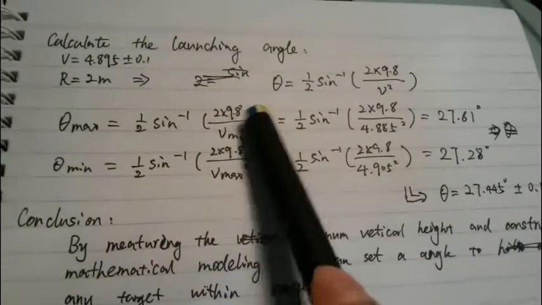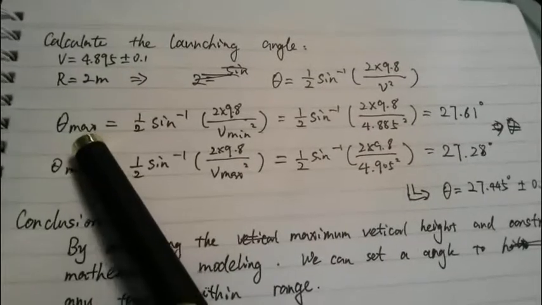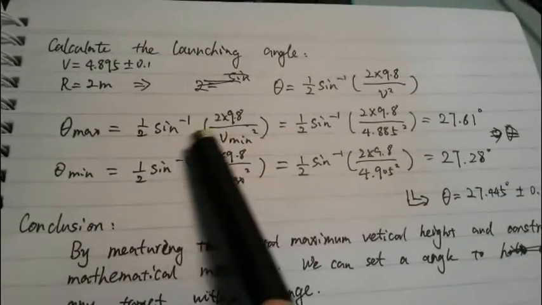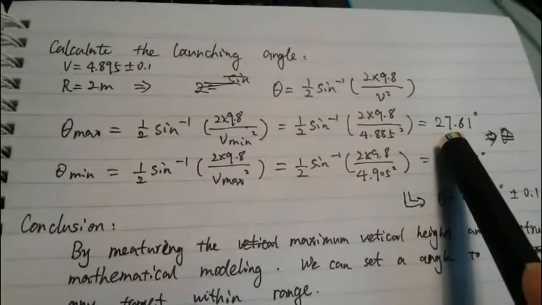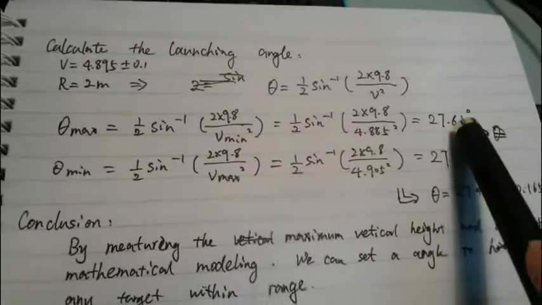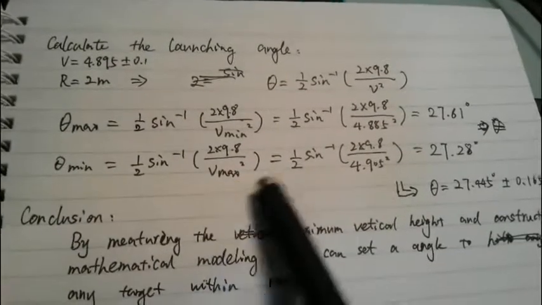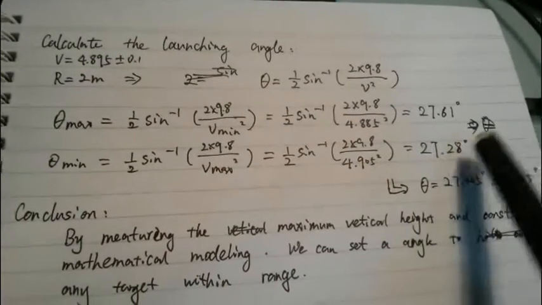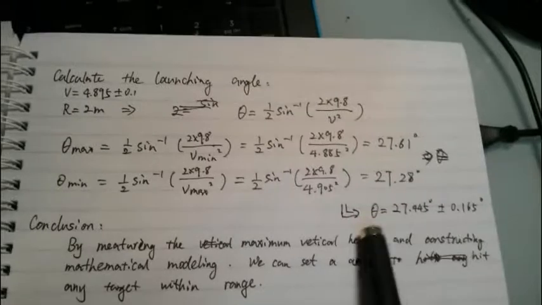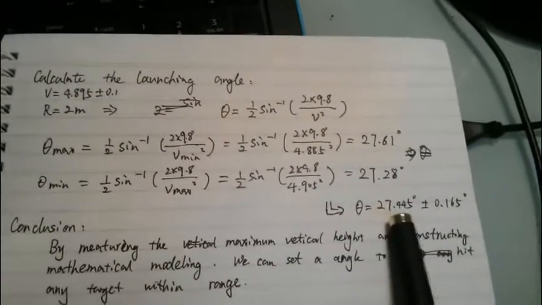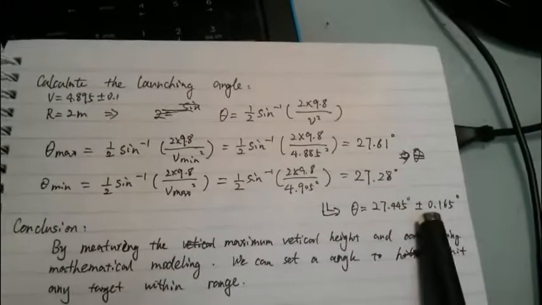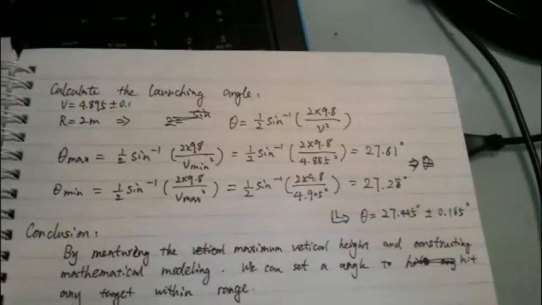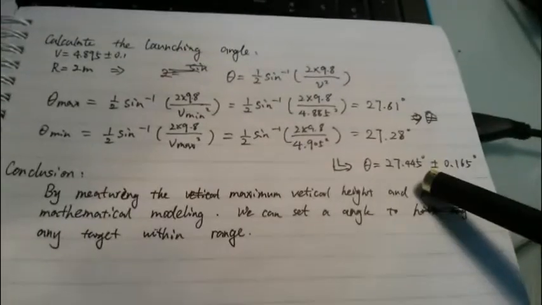Then we still have the uncertainties. So the maximum theta is equal to 27.61 degrees, and the minimum theta is equal to 27.28 degrees. The theta is equal to 27.445 degrees plus or minus 0.165 degrees. Then we just set up this angle here, and we can hit the target.